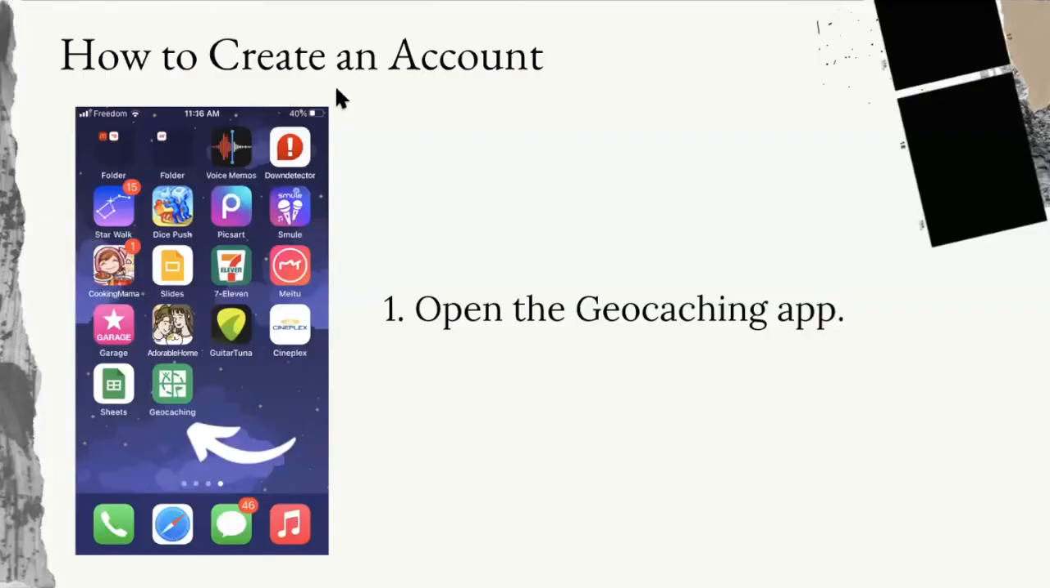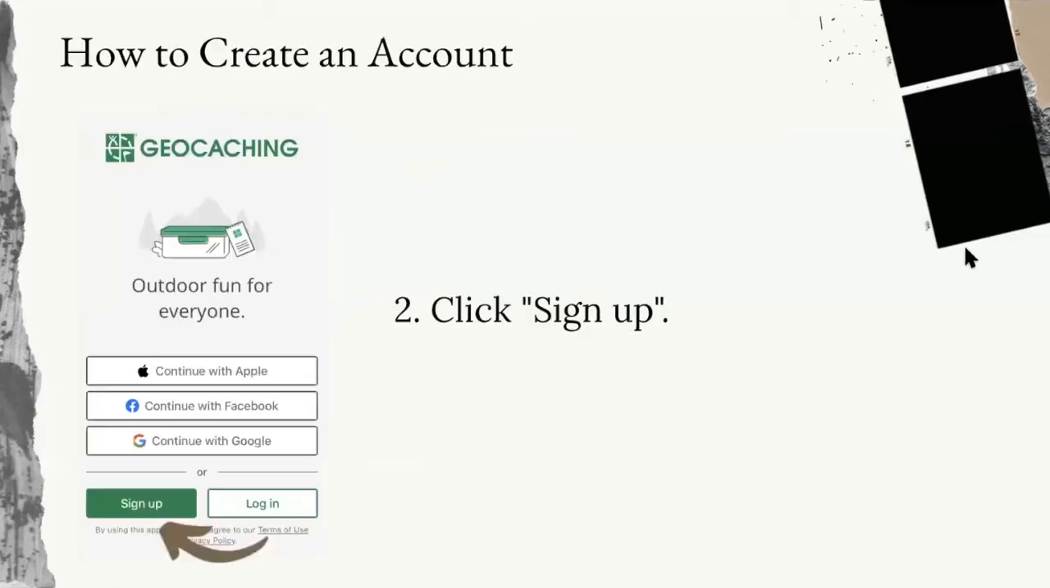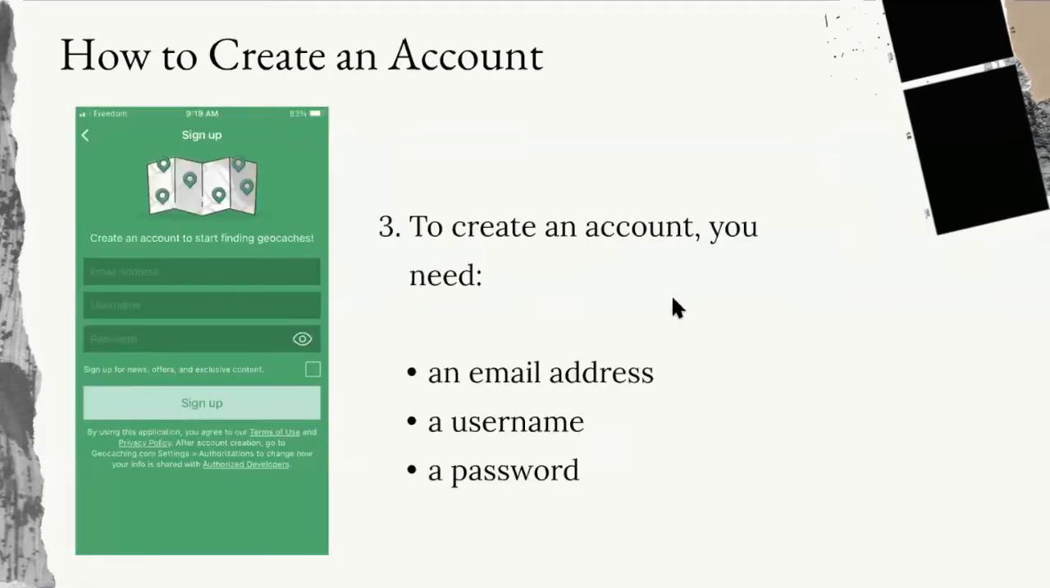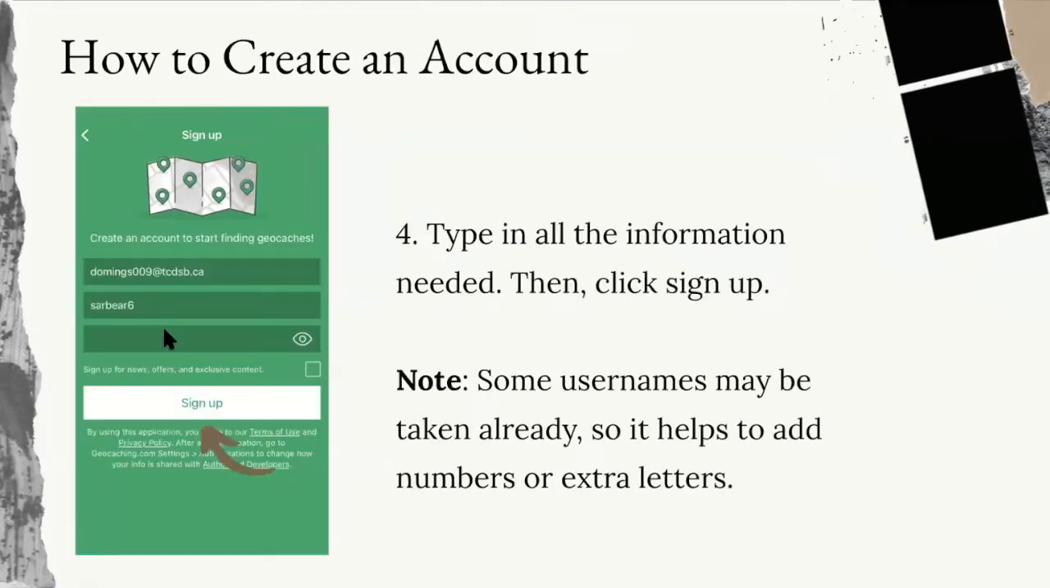So how to create an account. You want to open the Geocache app and you want to click sign up. To create an account, you need an email address, a username, and a password. So you want to type in all the information that is needed and click sign up. So here I put my email and I put my username and my password. And some usernames may be taken already, so sometimes you may have to add like a number or an extra letter.